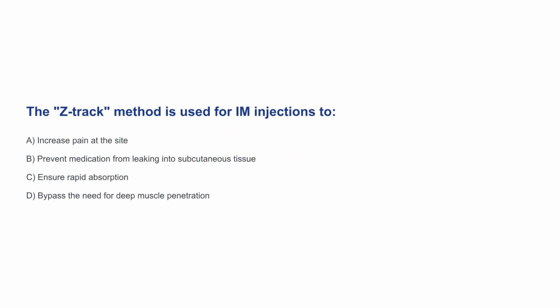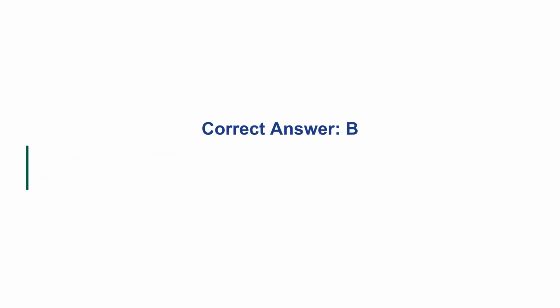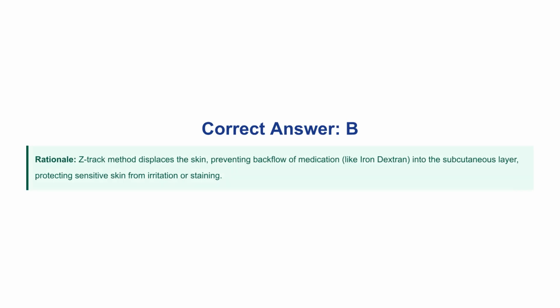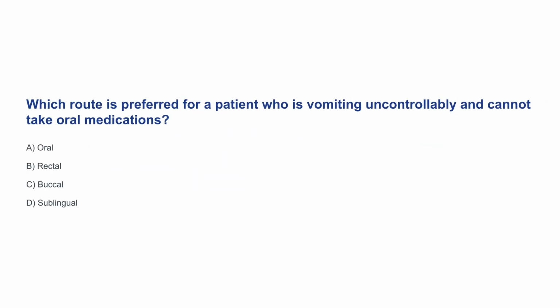The Z-track method is used for IM injections too. The correct answer is B. The Z-track method displaces the skin, preventing backflow of medication into the subcutaneous layer, which protects sensitive skin from irritation or staining.